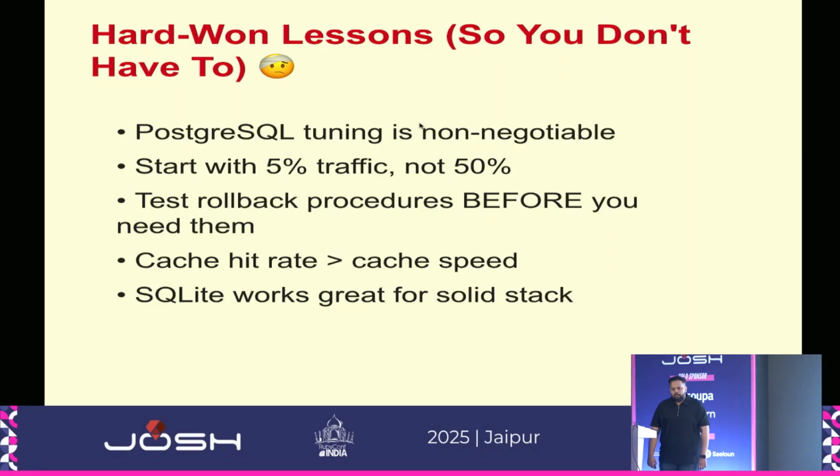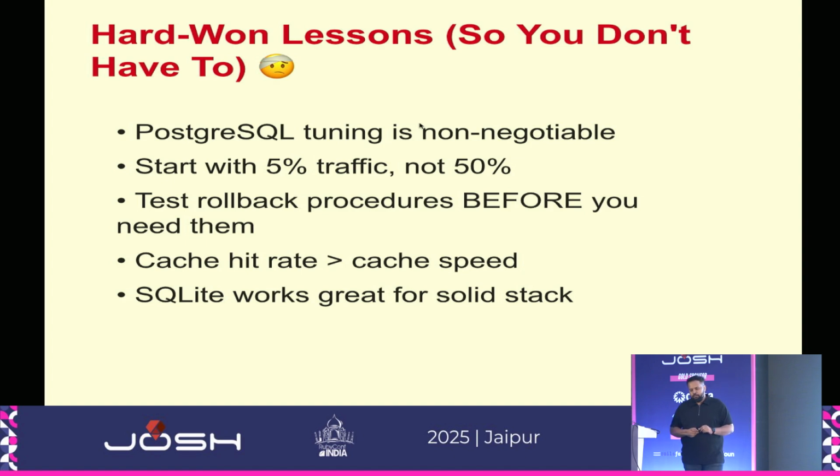Here are some hard-won lessons. If you're using Postgres for this, it's not negotiable: you'll have to tune it. Start off with 5% traffic, not 50%. It's an arbitrary number, but the point is to start small. Then test the rollback procedures before you need them. This is not a full-blown adapted way, so you'll have to figure out a bit on your own, and see how your system behaves with the rollback procedures before you go ahead.